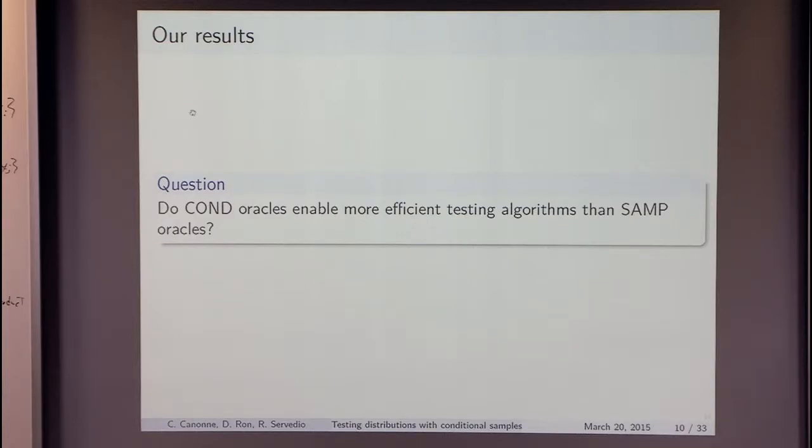Okay, so the basic question: we have this model, right? Is it worth studying? Can algorithms in this model do more? Can they be more efficient? Can they solve problems with fewer queries than in the standard sampling model? And the answer is yes. In many cases, they can be exponentially more efficient. In fact, for all of the problems that we studied, they're at least exponentially more efficient than the standard model algorithms.